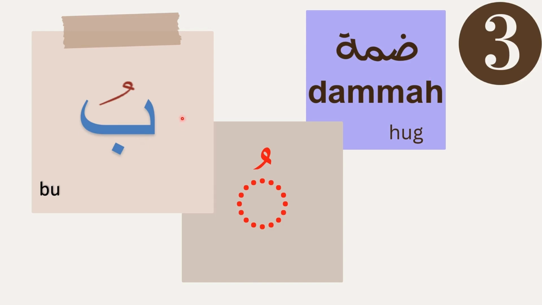Dhamma literally means to hug, or hugging, or getting something close to another thing. And it's called Dhamma because we bring our lips together to produce the U sound. So this is why it's called Dhamma. It's like your lips are coming together or hugging each other to produce the Dhamma.